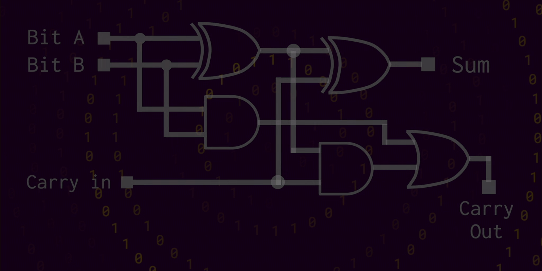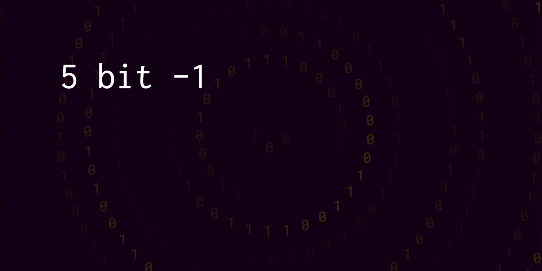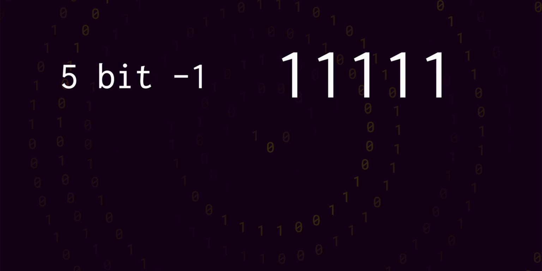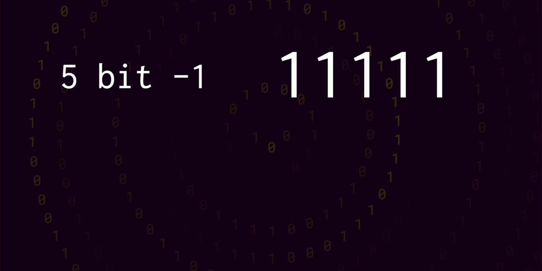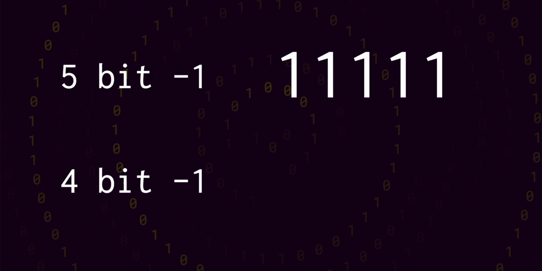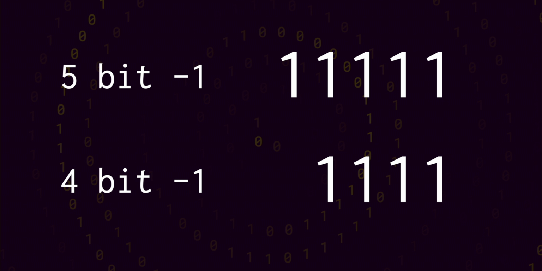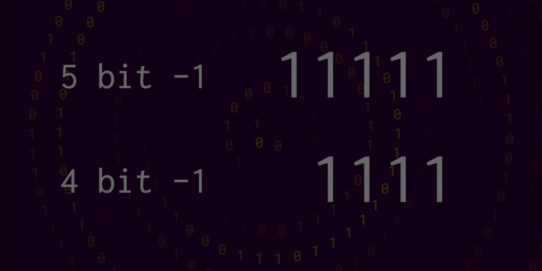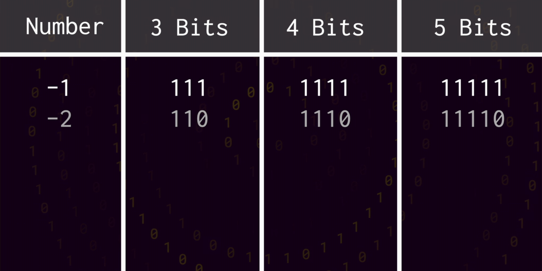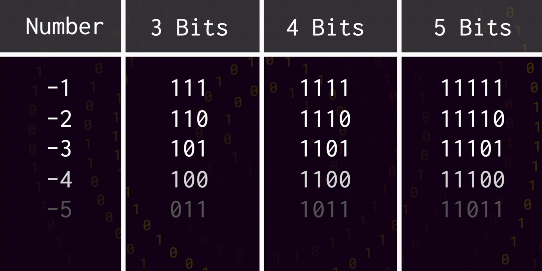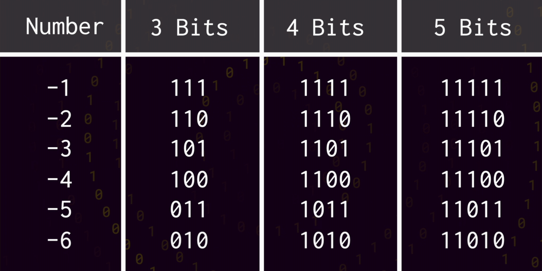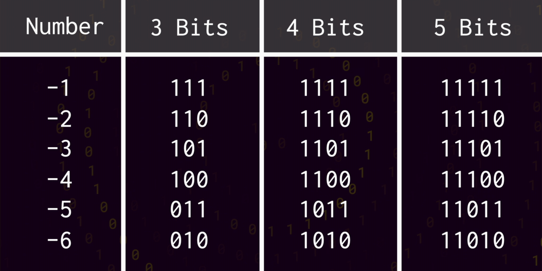If you're observant, you'll have noticed that for a 5-bit number, -1 would actually be represented by a different set of bits than in a 4-bit number. Namely, they'd be represented by the bits 1, 1, 1, 1, 1. And it's not just -1. For any given number of bits, every representation of the negative half of the number line will be different.